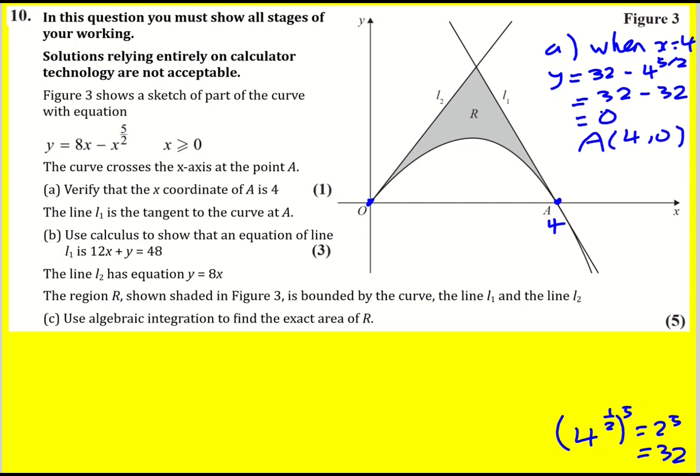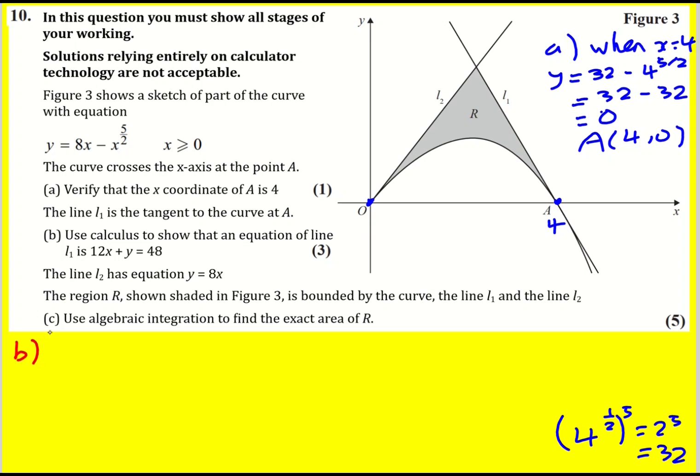Okay, that's verified it enough. So, by the way, you don't need to solve this equal to 0 or anything. It's not like one of those situations when it says verify, you can just sub it in. L1 is a tangent to the curve at A. We're asked to use calculus to show that an equation is given by this.